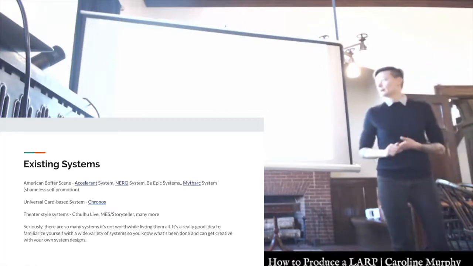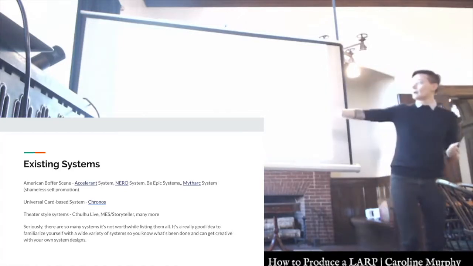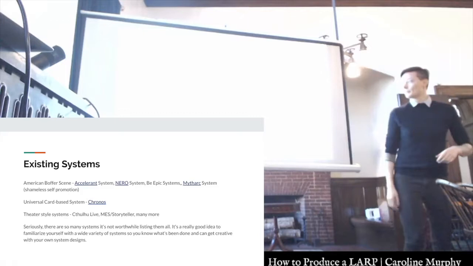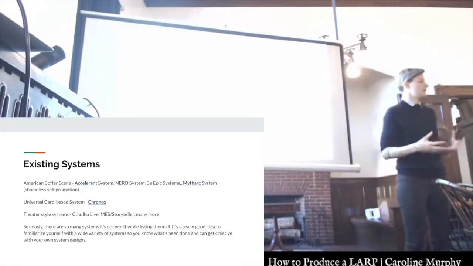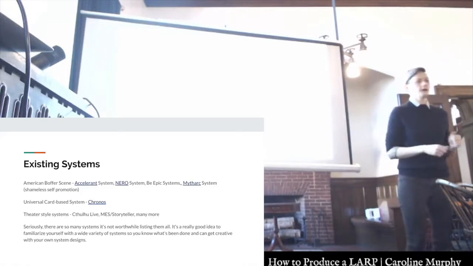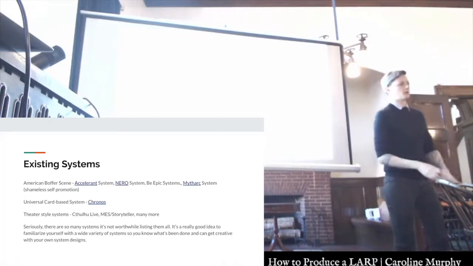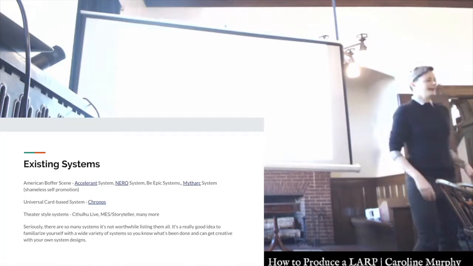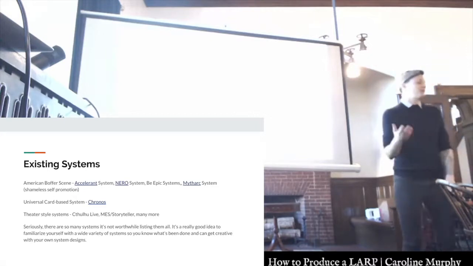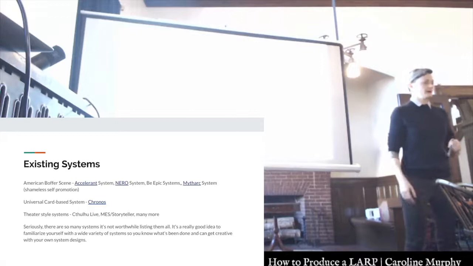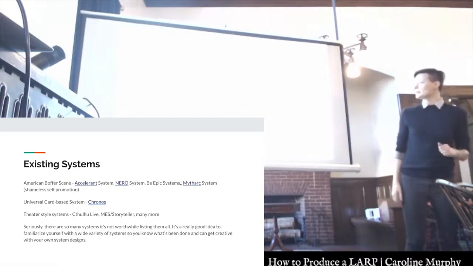And then there's a universal LARP system called Chronos that uses cards for conflict resolution. That one's pretty interesting. I think it actually works fairly well. Some people really don't like having cards as a resolution mechanic because they feel it breaks their emotion. That's fine, but it exists. Take a look at it. You can take whatever from it you would like.